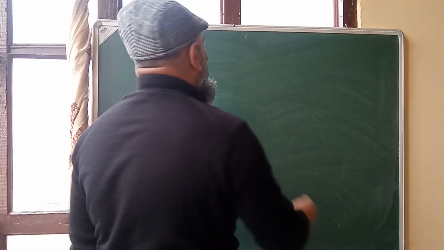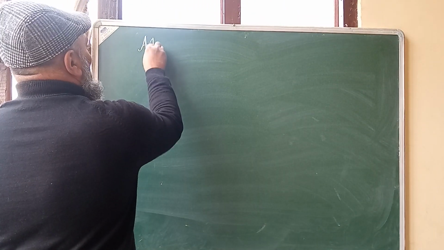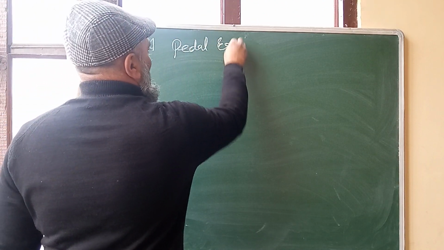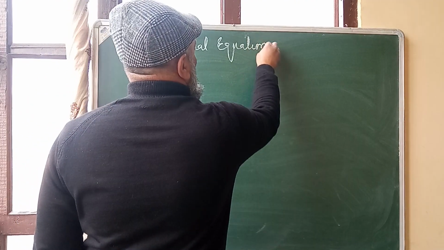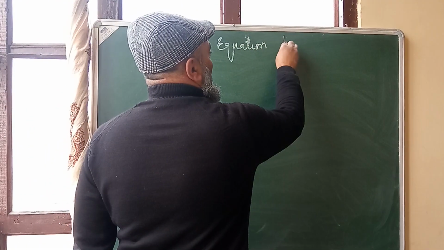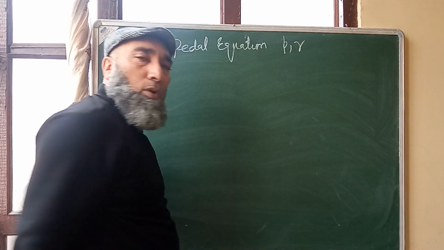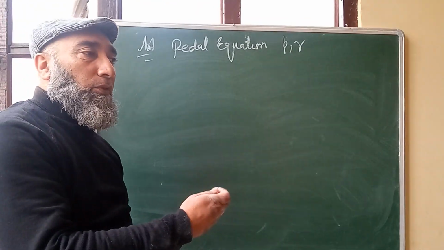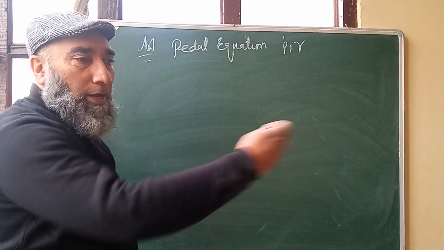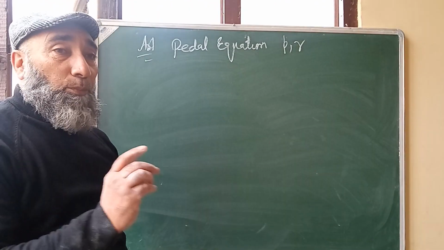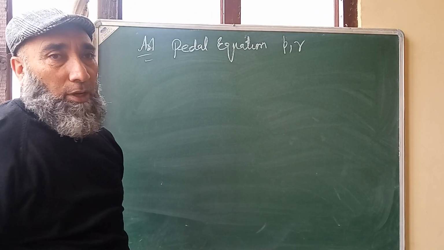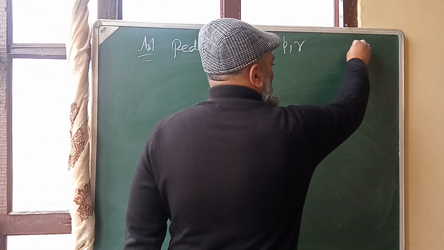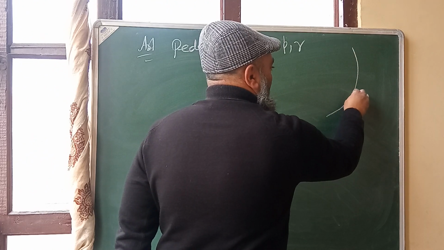I have to find, this is another article, the pedal equation. Pedal equation is a relation between p and r. What is p and what is r? r, you know, is the length of the radius vector. This is the radius vector, the length between the pole and the point. And p is the perpendicular distance from the pole upon the tangent. This is the tangent to the curve.